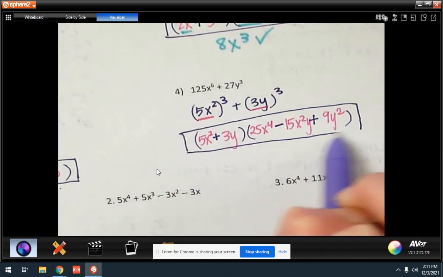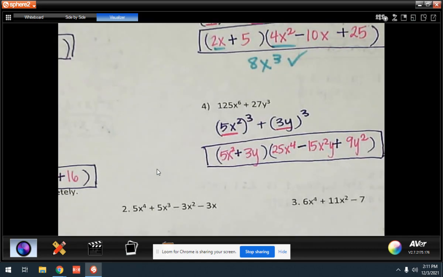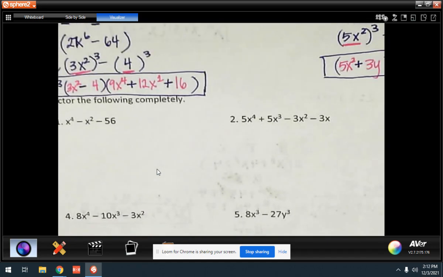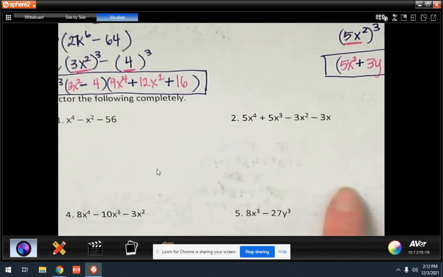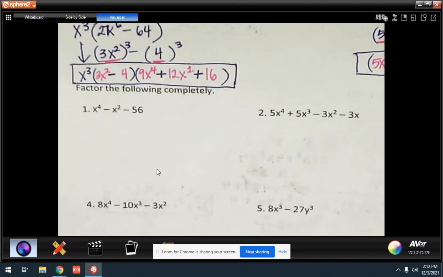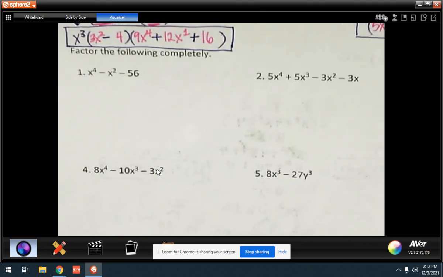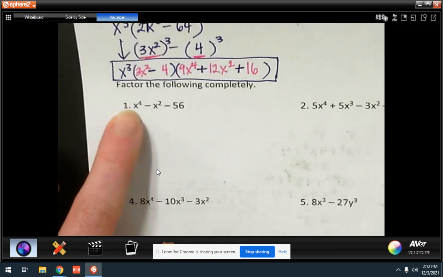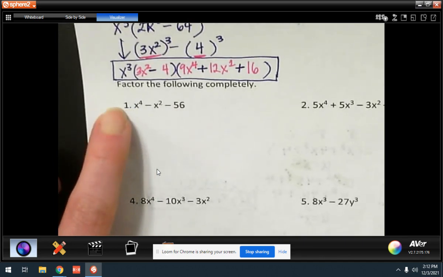All right. So I'm going to let you do 1 through 6 on your own, but let's go ahead and label which method we would use for each one. These are similar to what you will see on your test. They are all degree 4 and degree 3. So your job on a test is to recognize which special case it is. So looking at number 1, it's a degree 4 polynomial. Which method would I use?